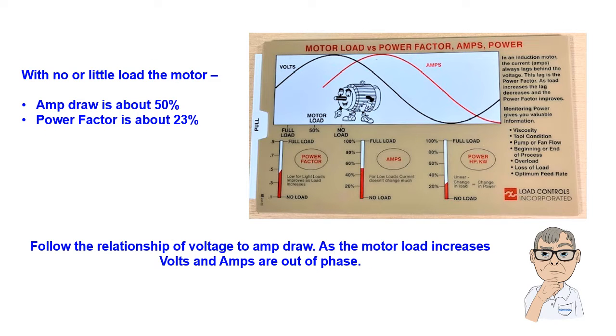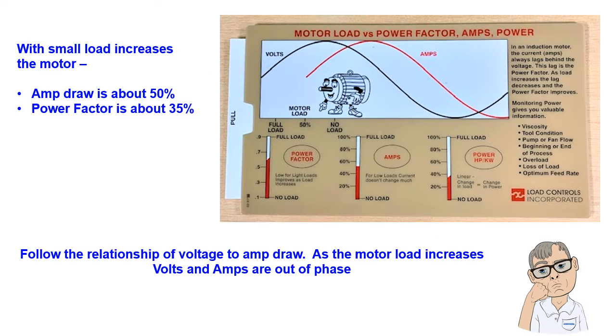This slide rule calculator allows you to follow the relationship between the phase difference between voltage and amp draw. The red values shown are representative of a typical motor and how it responds to load changes. Notice as we begin to move the slide to the left, we begin to see that the change between the amp draw and the power factor in this particular example is about 15%.